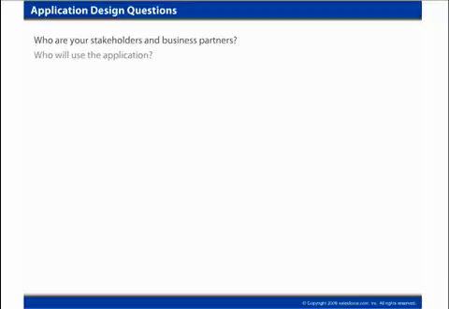Once you've determined that the application you want to build is appropriate for the Force.com platform, then you need to start with a high-level design. Some of the questions you should ask yourself are: who are the stakeholders and business partners? Essentially, who understands what the business needs of the application are? Who will use the application? How many users will there be? What kinds of tasks will the users need to perform? What data do you want to store and report on? Essentially, what is the most important information to keep track of?